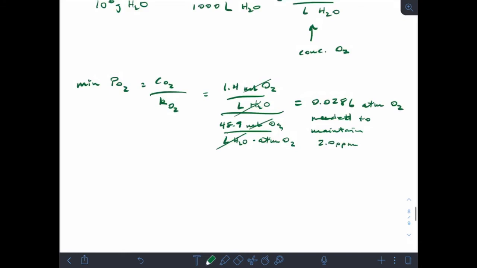Okay, so lucky for us, the actual pressure is somewhere around 0.21 atmospheres. Okay, so we have 10 times more the pressure than we need in order to maintain that minimum concentration. Okay, so our aquatic life lives, which is always nice.